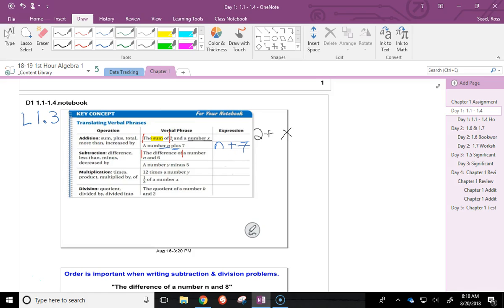N minus 6. Good. Perfect. The difference was our subtraction, the difference of, so I know now I'm going to put things in order. N and 6, N minus 6. A number y minus 5. Should be pretty simple. Rowan, what do you got?